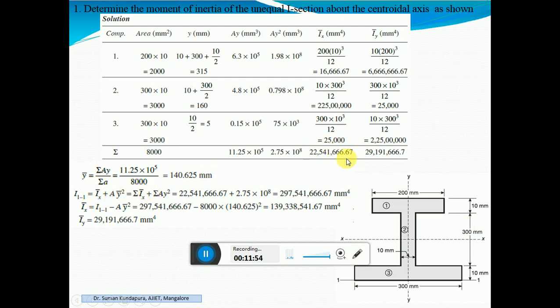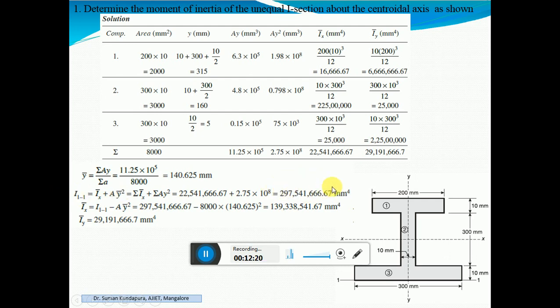Instead, you sum up all the Ix bars here. So summation Ix bar is this much. Substitute here, plus summation Ay squared. Summation Ay squared is this summation. Substitute over here, summation Ay squared. Thus you will find out the moment of inertia about the point 1, 1. This one you will find out. So it is so much.